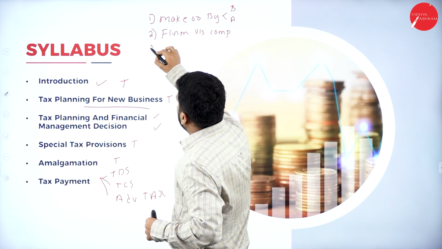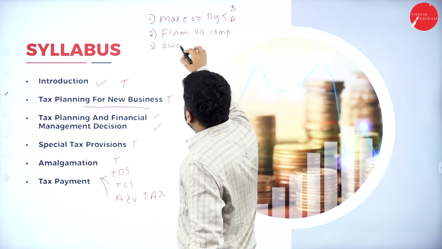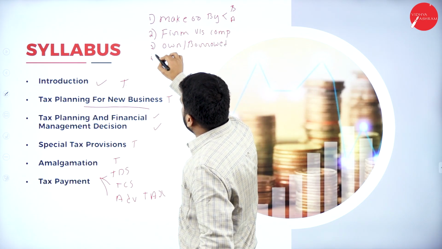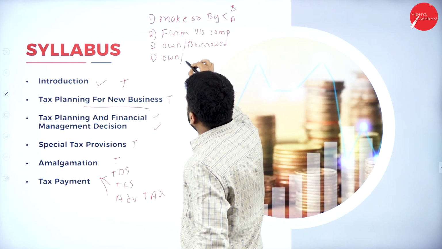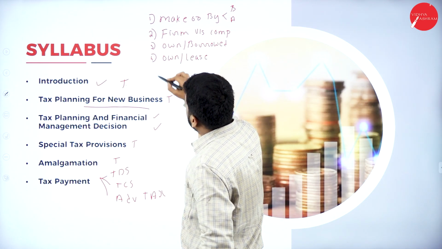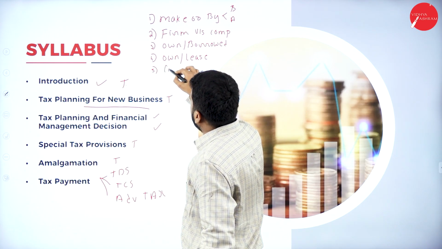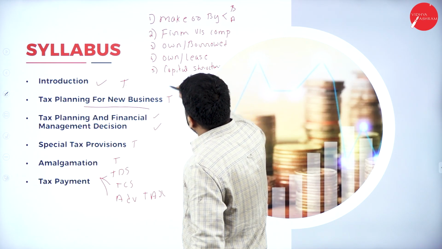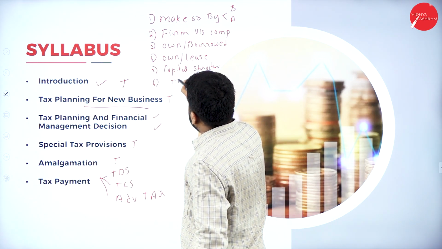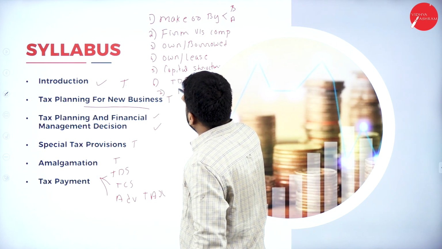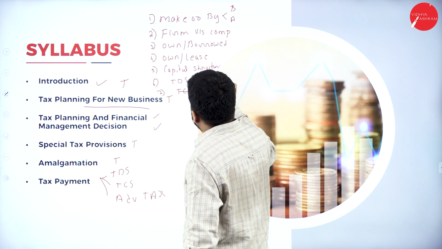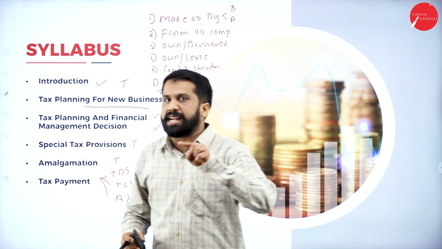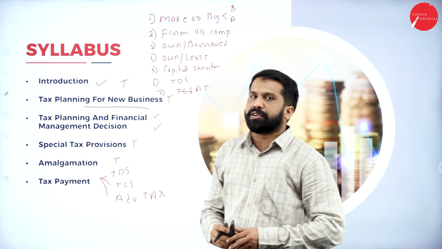And the third topic will be own fund or borrowed fund. The next topic will be own fund or lease fund. The next topic will be capital structure. The next topic will be your TDS. And the last topic is advance tax. So these are the topics. Total how many kinds of problems you will get? Total 7 types of problems you will get in your question paper.